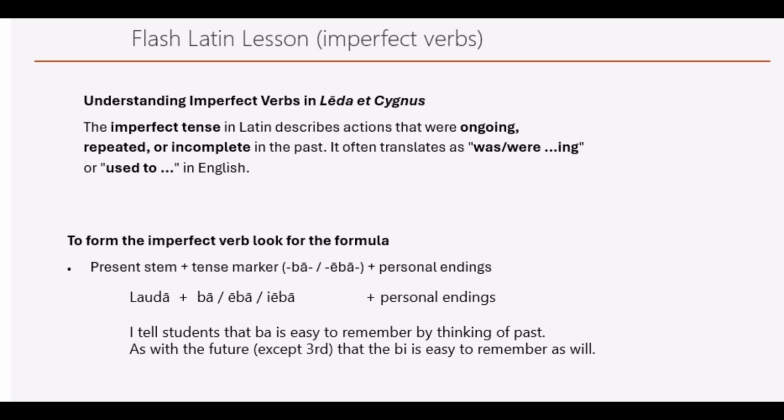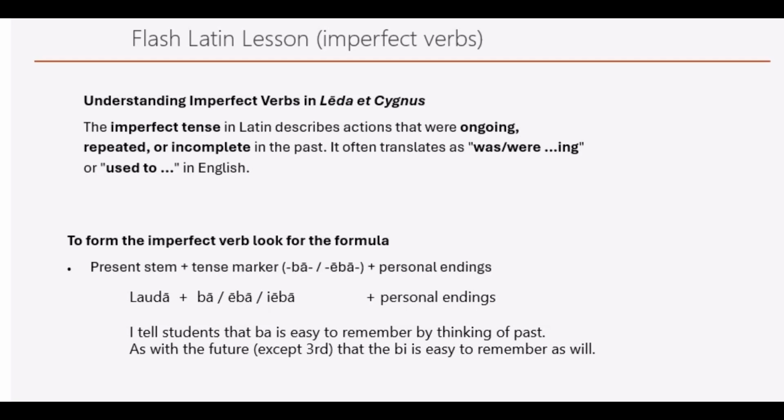To understand the imperfect verbs, you need to know that they are describing an action that began in the past and are either repeated, ongoing, or incomplete. So we often translate them with I was doing this, he, she, or it was going there, we were singing, or they used to be friendly.